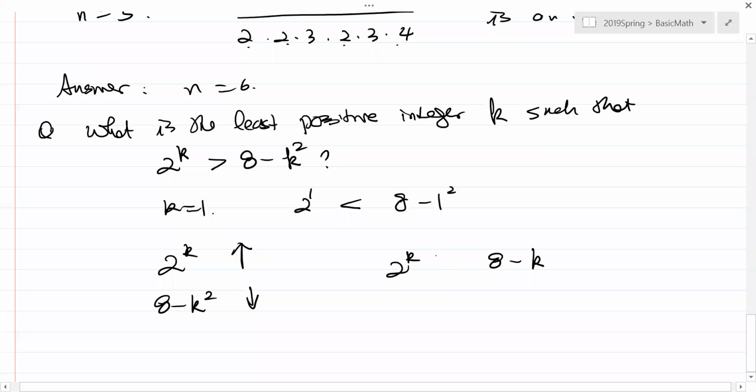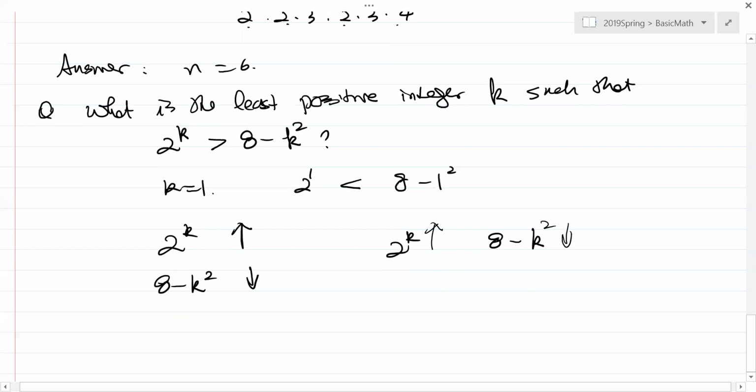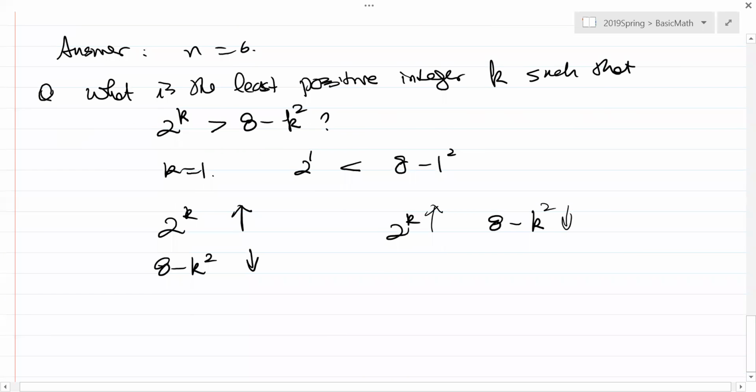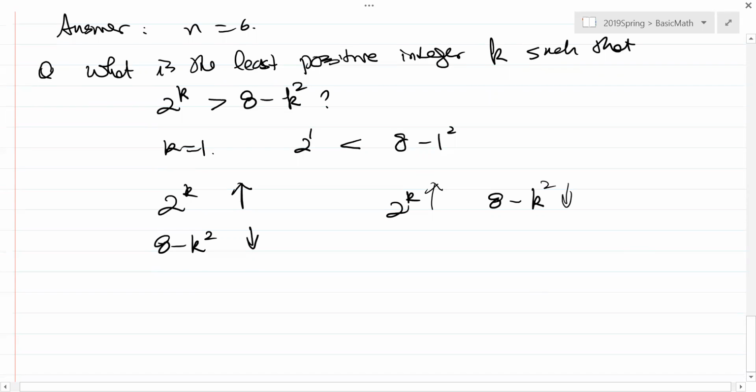You compare, right? This side is increasing, this side is decreasing. So eventually, this inequality will be broken, okay? Eventually the left-hand side will be greater than the right-hand side, okay? So you just need to go ahead and quickly check that.